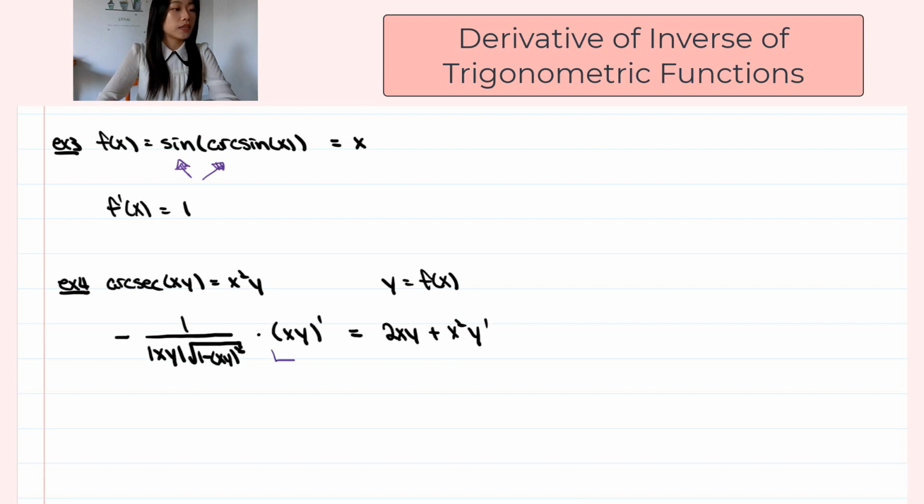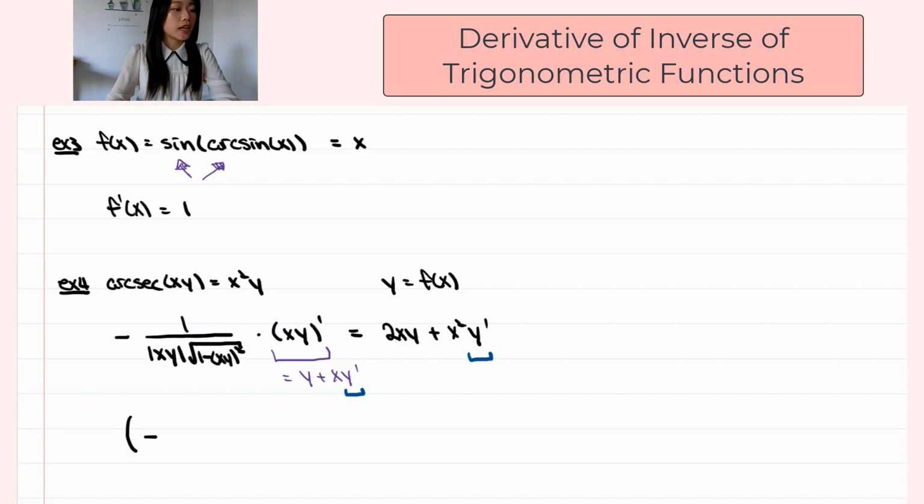And what is this derivative here? We use the product rule. It equals y plus x times y prime. Then we can isolate for y prime. We have y prime here and y prime here. I isolate for y prime and move all the other terms to the other side.